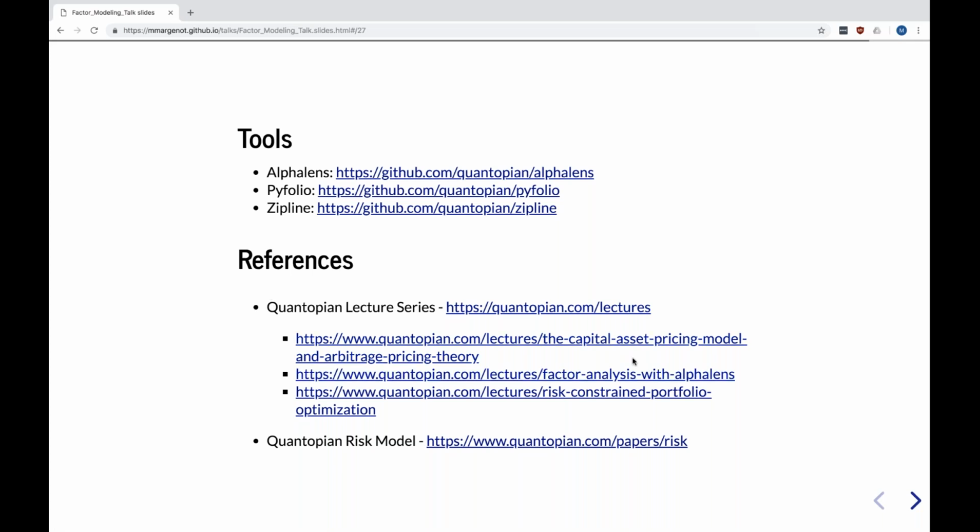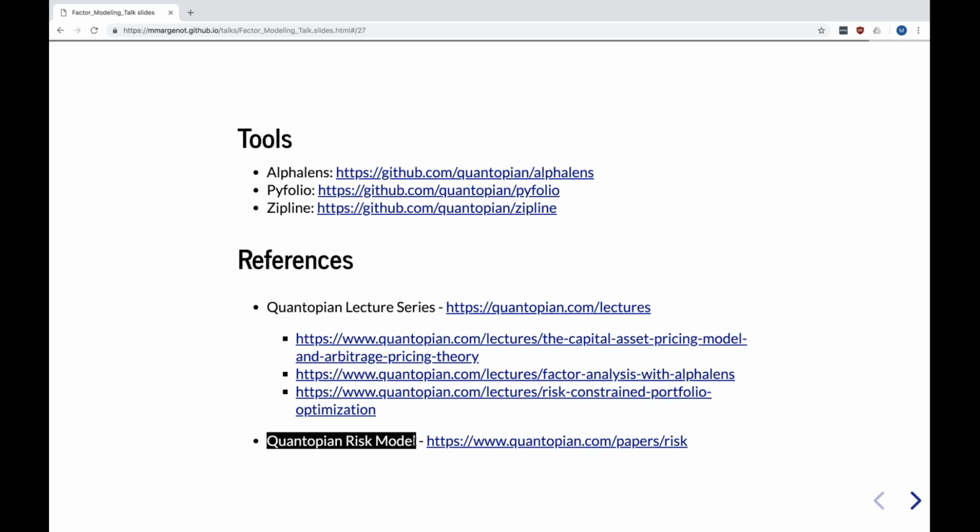There's factor analysis with alpha lens, which is a lecture on analyzing individual factors and their predictive power using the alpha lens tool. And then there's this risk-constrained portfolio optimization lecture, which is about using a risk factor model in a portfolio optimization routine. So that instead of just taking a mean variance portfolio where you're minimizing your risk and maximizing your returns, you're minimizing your exposure to individual risk factors and trying to maximize your returns in conjunction with that. And then we have a paper on the risk model.